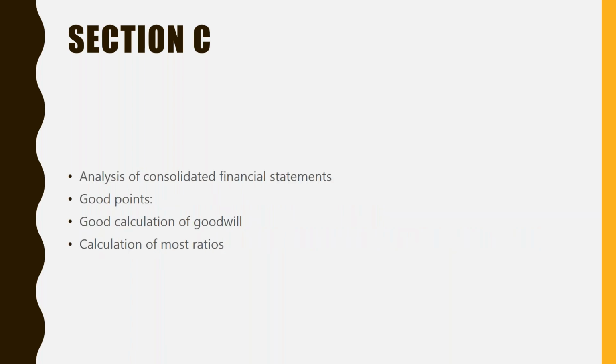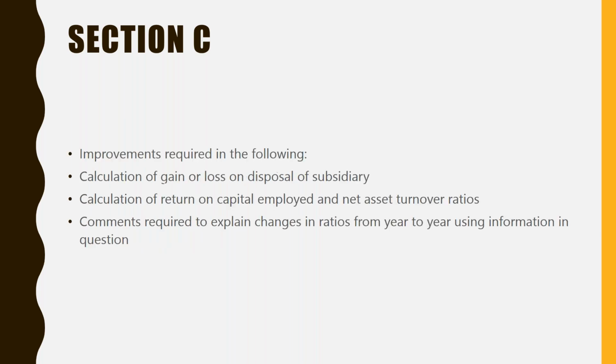Section C also asks you to analyze consolidated financial statements. So you have the single entity, and now we go to consol. So in the consol, people were able to do the calculation of goodwill, and they were able to calculate all the ratios, return on capital employed, those sorts of things. Right? Where could they have improved? Well, calculation of the gain or loss on disposal of a subsidiary.